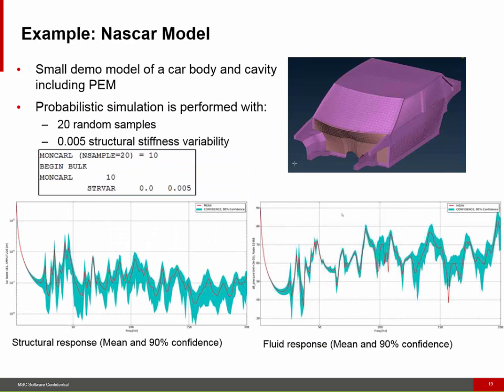So here's a small example. A small demo model of a car body and cavity, which also includes a poroelastic material for damping. So we make a probabilistic simulation using the Monte Carlo capabilities. We run 20 samples, meaning basically 20 jobs, and we have a variability on the structural stiffness of 0.005. So this is how it looks in the input. It's a very limited amount of input you need to add to your already existing model.